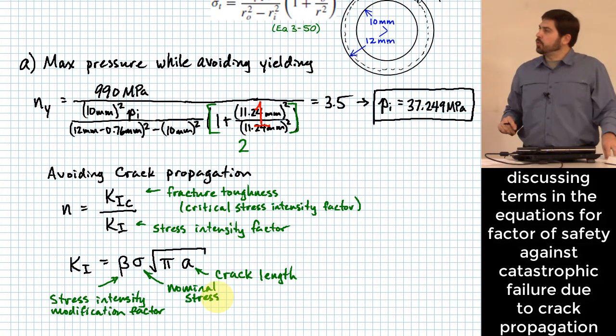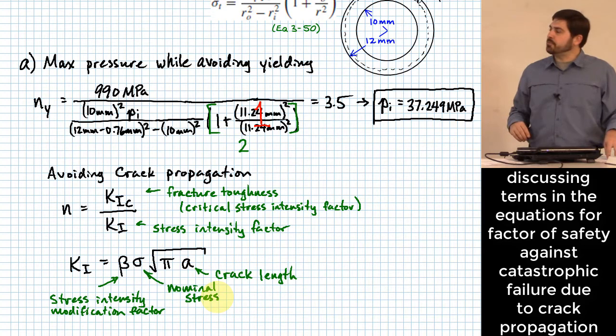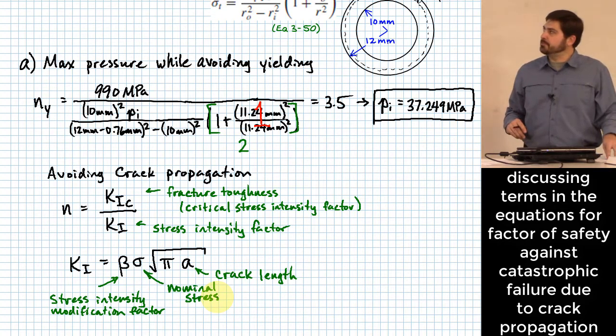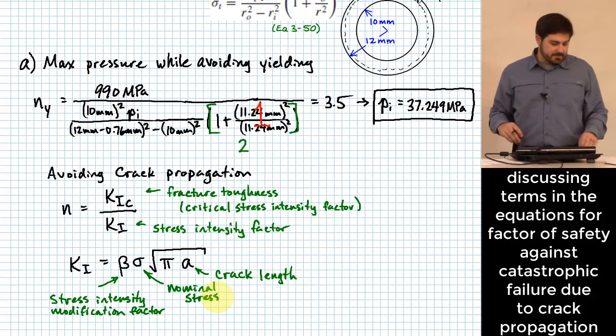Okay, so for us to figure out our factor of safety, there's a couple of key things that we have to do. One of them is that we need to find a fracture toughness. One of them is that we need to find this stress intensity modification factor. So what do you think might be involved with both of those tasks?